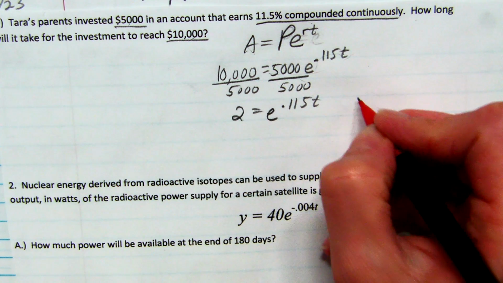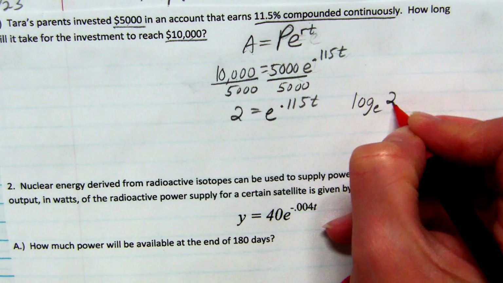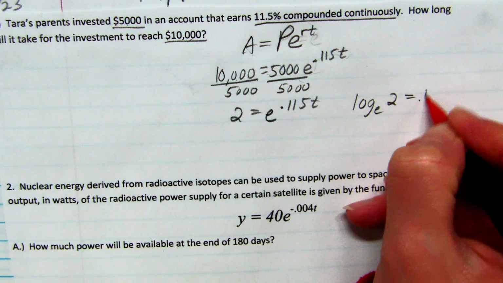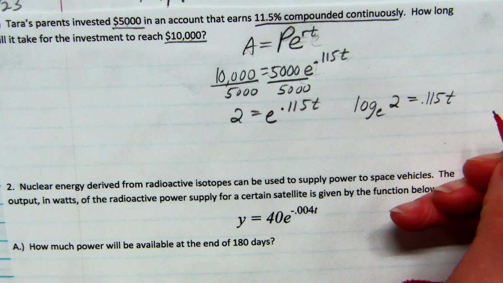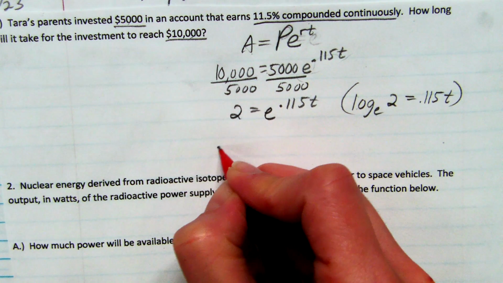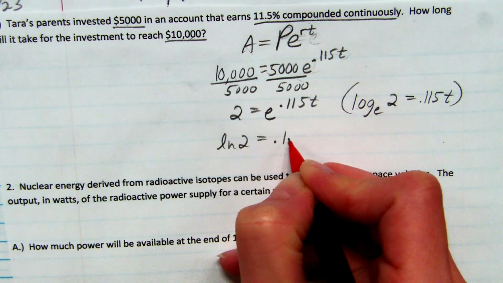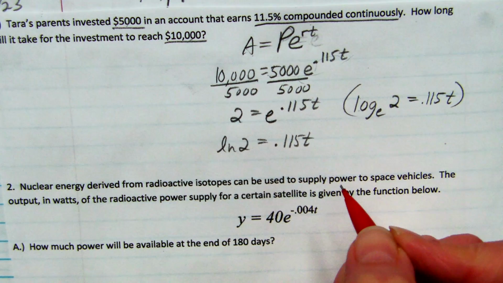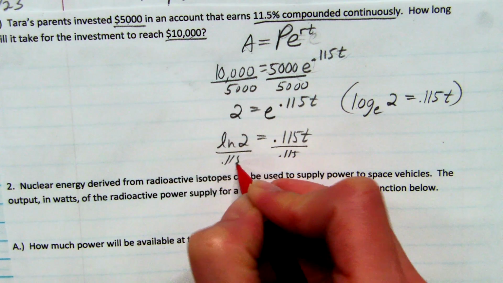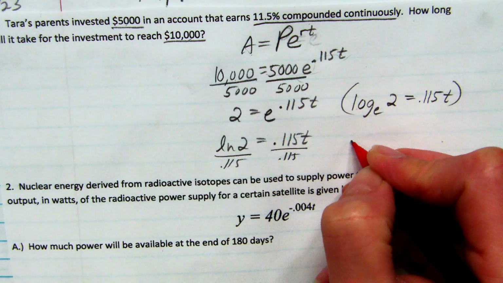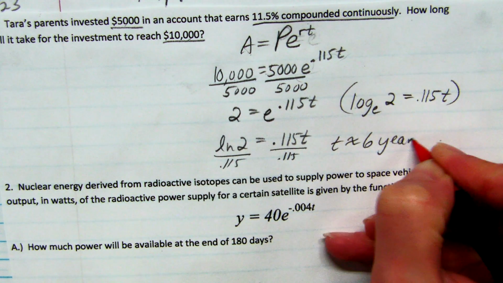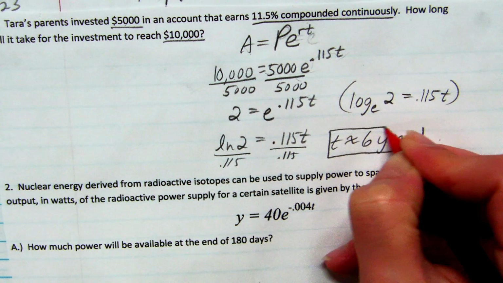So for example, I could write this log base e of 2 equals 0.115 t, but log base e is actually natural log. So we would say natural log of 2 equals 0.115 t, which is a little faster, and then divide both sides by 0.115. If you type that in, you get 6.03 years, so t is approximately 6 years. We'll just go ahead and round that off because it's just barely over 6 years.